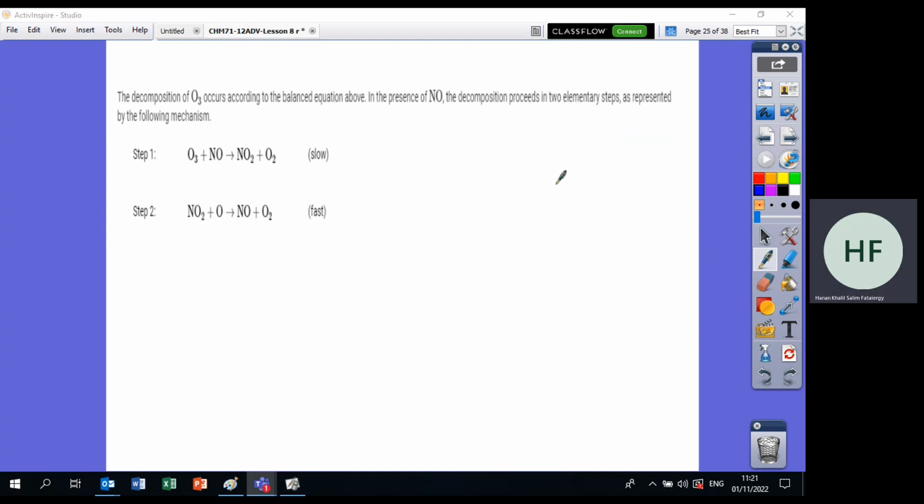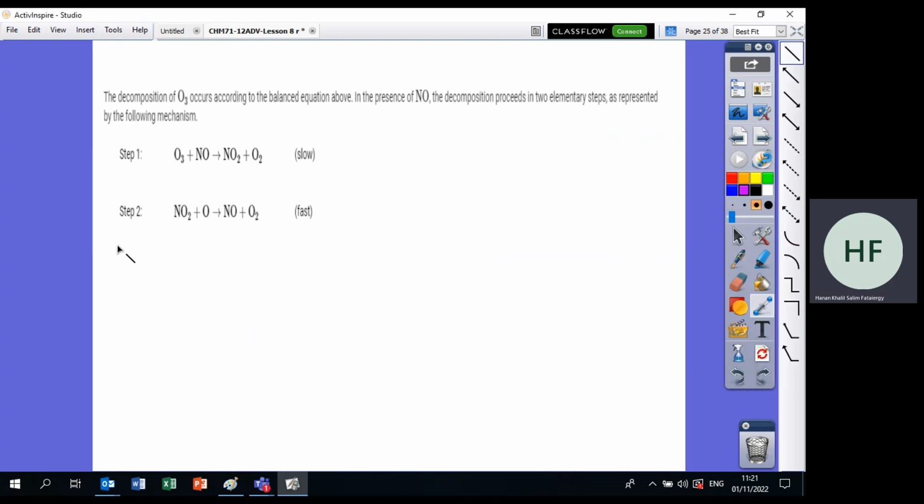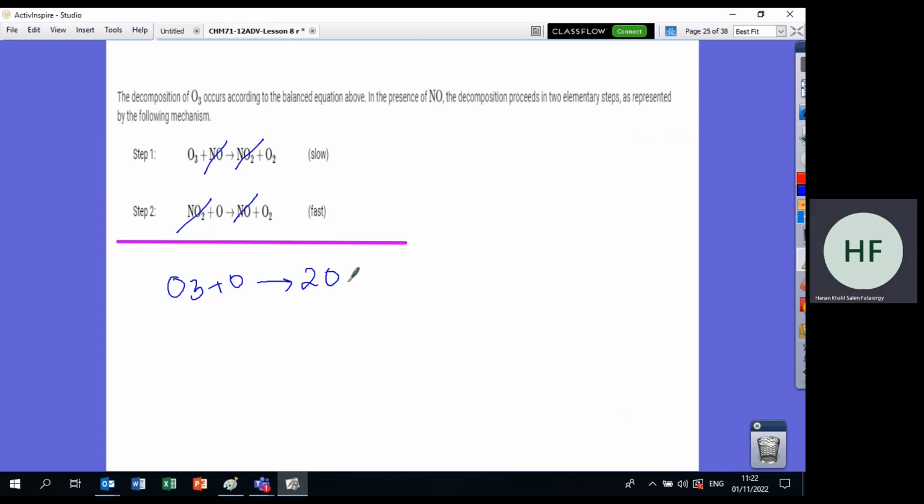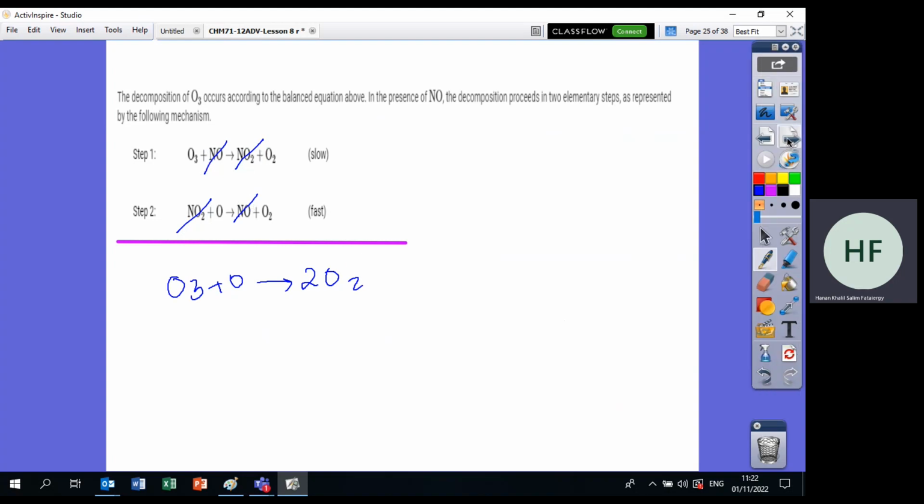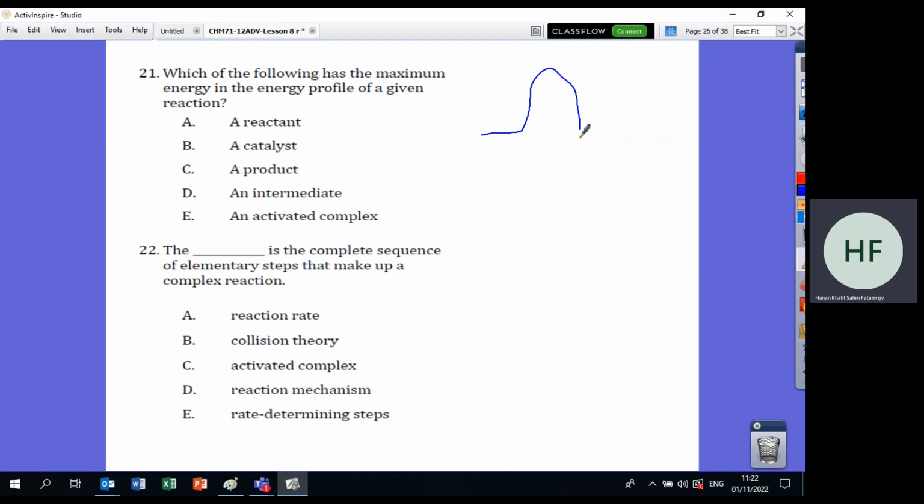Okay, now let's look at this reaction. This reaction occurs in 2 elementary steps. Can you find for me the overall reaction? Okay, notice that NO will be a catalyst, NO2 will be intermediate. Which of the following has the maximum energy in the energy profile? Always when we draw an energy profile, which is the one with maximum energy? Okay, the complete sequence of steps. What are the steps? The mechanism.